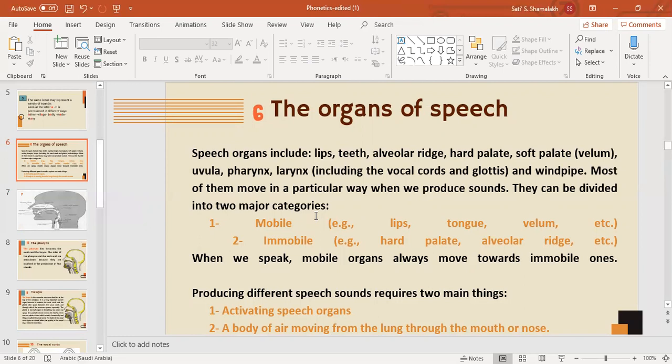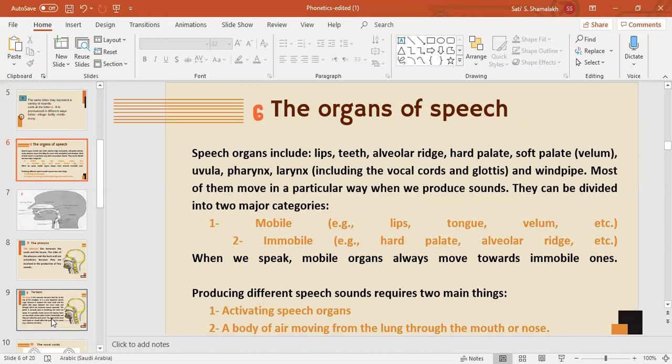Some of them are mobile, like lips, they move, open and shut and down and up and spread and close. Lips, tongue, velum are mobile or moving. Immobile, like hard palate, سقف الحلق, ما بتتحرك. Alveolar ridge, اللي هي اللثة, ما بتتحرك, ثابتة. Okay. When we speak, mobile organs always move towards immobile ones. Producing different speech sounds requires two main things. Activating the speech organs, you have to use your speech organs to produce sounds. A body of air is moving from the lungs through the mouth or the nose.